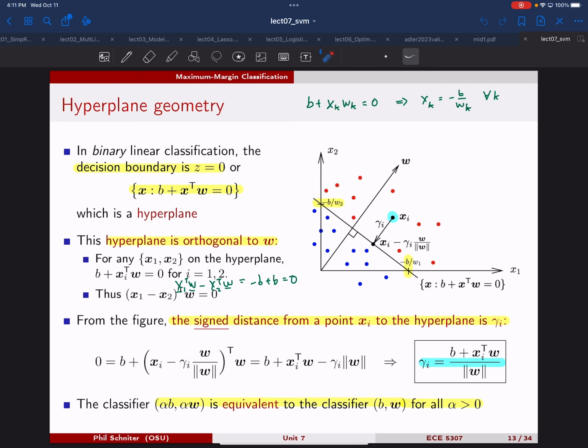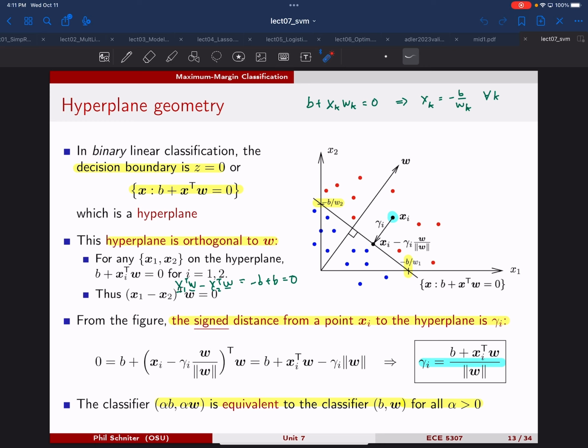Another thing we did was we noticed from there that if you scale the weights and the intercept b by the same number alpha, that will not change the location of the boundary, right? So in that sense, you get an equivalent classifier.